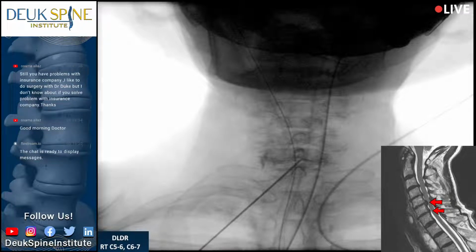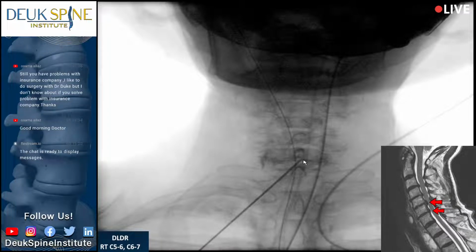Are you moving your arrow? Yes, I don't see the arrow. No, you're on the wrong picture. It's the AP view. Yeah, so show them the tear. Go to the tip of the needle. There's the tip of the needle.